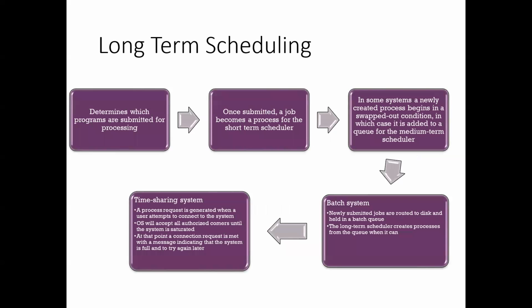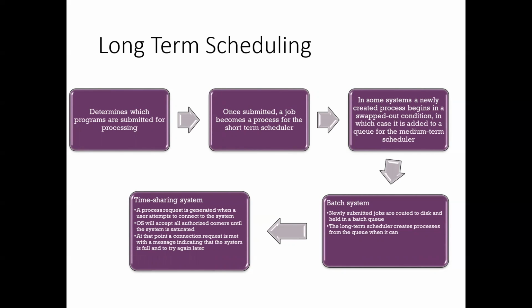So with long-term scheduling, we determine which programs are submitted for processing. Once submitted, a job becomes a process for the short-term scheduler. In some systems, the newly created process begins in a swapped out condition, in which case it's added to the queue for the medium-term scheduler. The batch system has newly submitted jobs routed to the disk and held in the batch queue. The long-term scheduler creates processes from the queue when it can.